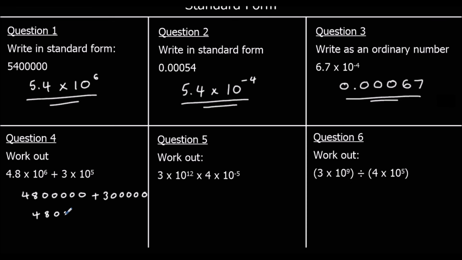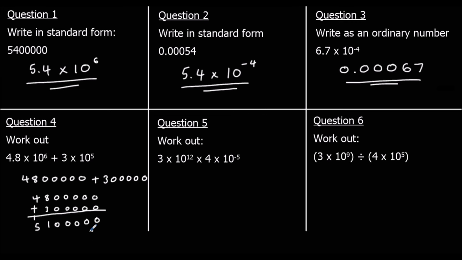So 4.8 million plus 300,000. So the numbers are lined up. Add them together. So 8 plus 3 is 11. Carry over the 1. 4 plus 1 is 5. So that gives me 5.1 million. If I wanted that in standard form, that's 5.1 times 10 to the power of 6.